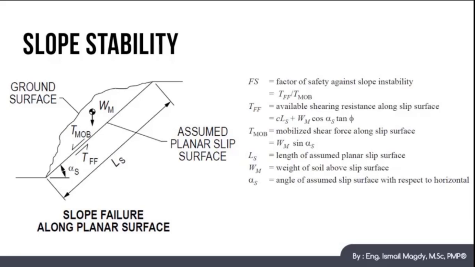The second component is due to soil cohesion, which equals C multiplied by Ls, where Ls is the length of the surface plane and C is the soil cohesion. So this means that TFF, which is the available shearing resistance along the slip surface, will equal C Ls plus Wm cosine alpha s tan phi. So the factor of safety will equal TFF over T mobilized. So now let's have an example on this.